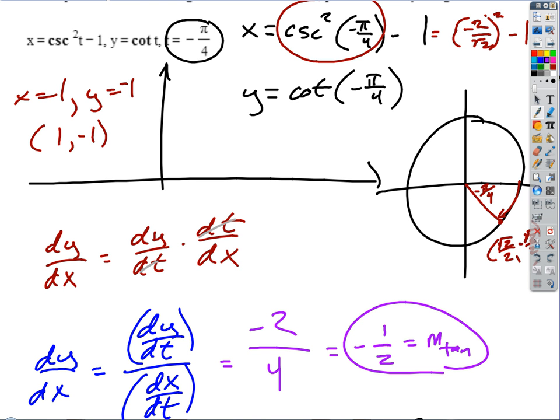And do we even want to finish it then? We know we got a point, we got a slope. All we have to do now is just plug it in, right? Does that make sense?